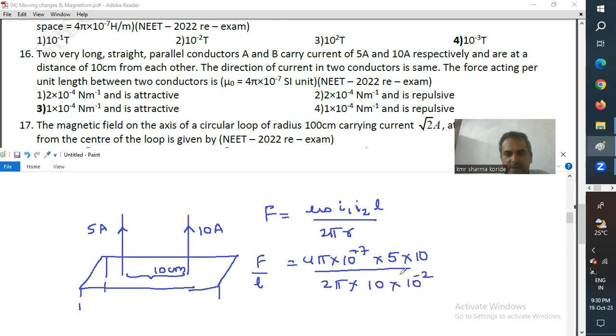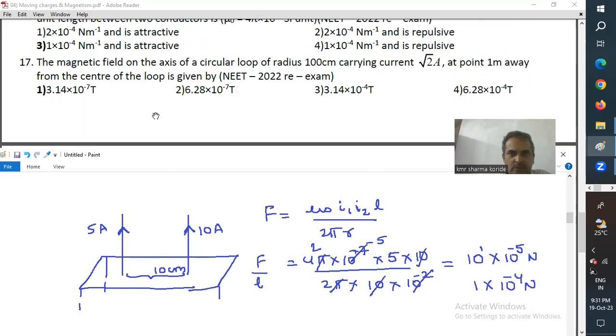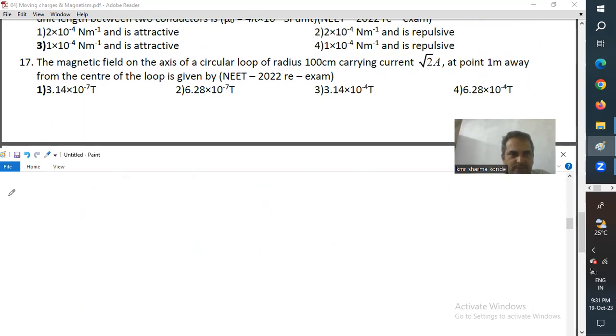Yeah, so therefore, once again, this is going to be minus 5. This is 2 times. This is 20. So you can cancel 10 and 10. So therefore, 10 into 10 to the power of minus 5 newtons is correct. Otherwise, 1 into 10 to the power of minus 4 is also correct. And remember, this is an attractive force. Remember, whenever current flows in the same direction, these two conductors get attracted. So third option is correct. Moving to the next question, question number 17.